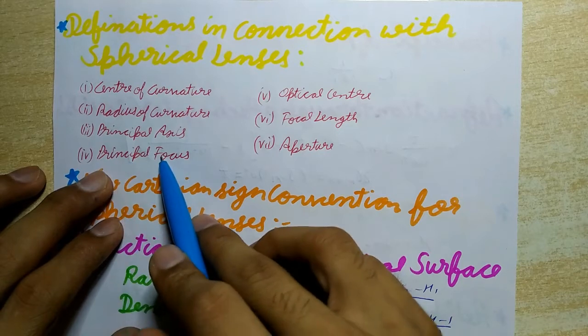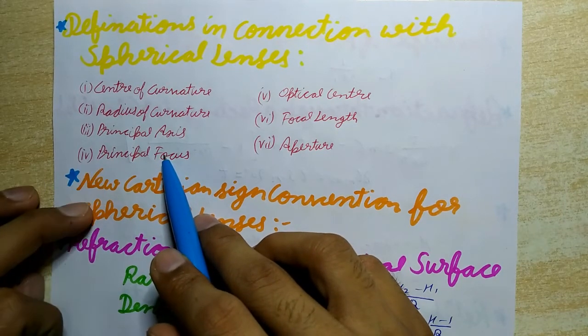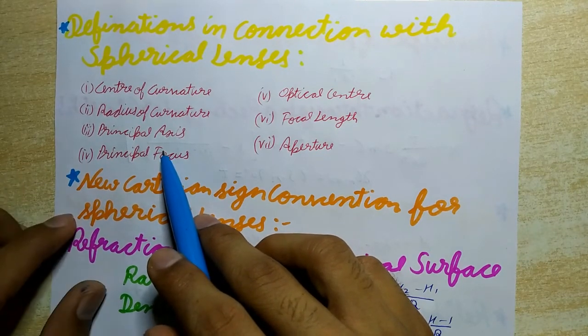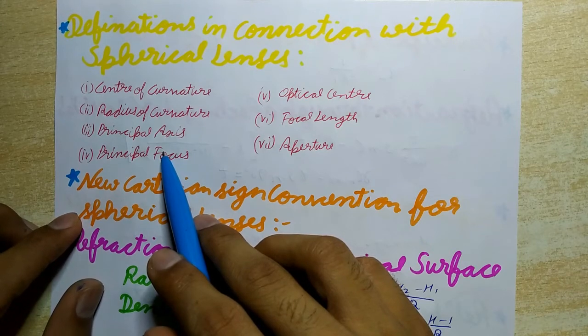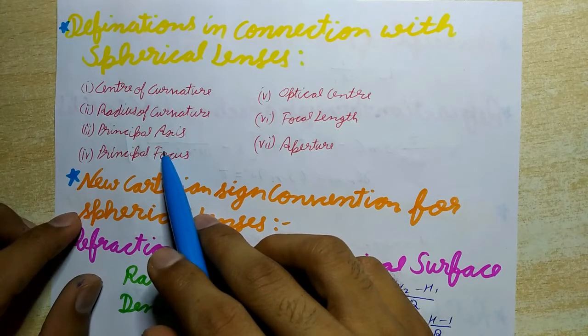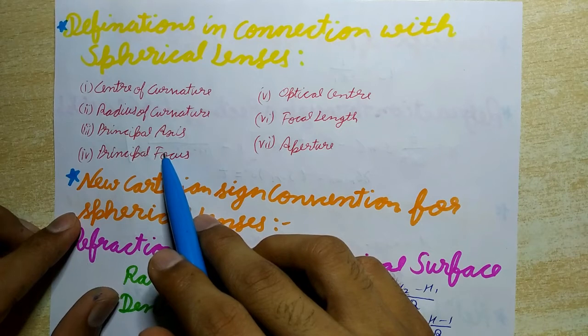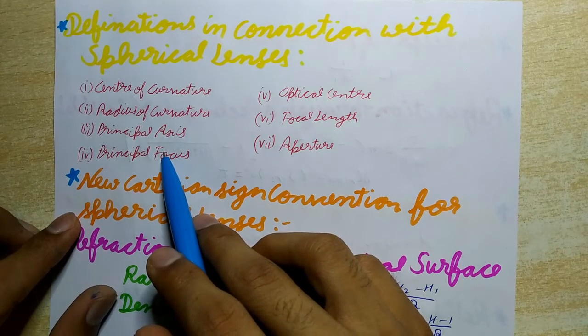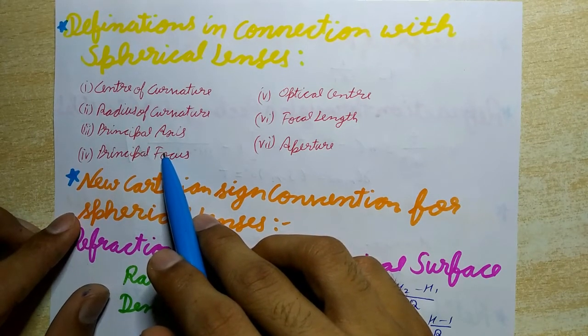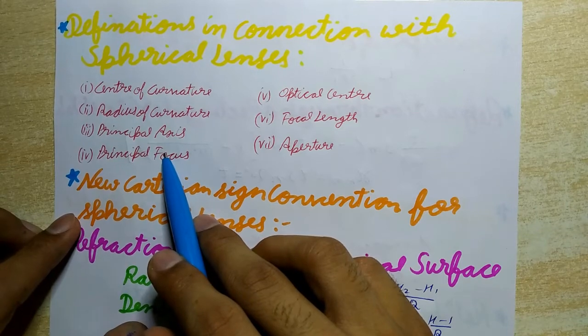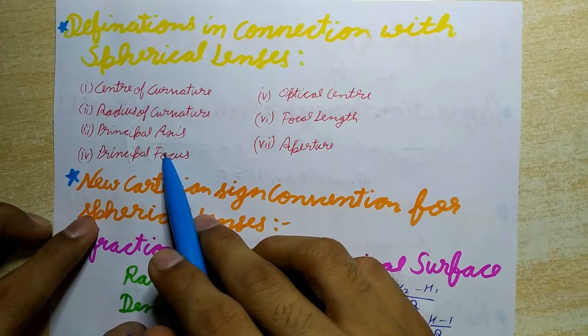Fourth one, principal focus. A narrow beam of light parallel to the principal axis either converges to a point or appears to diverge from a point on the principal axis after refraction through the lens. This point is called principal focus. A lens has two principal foci.